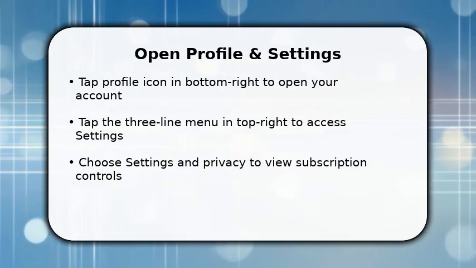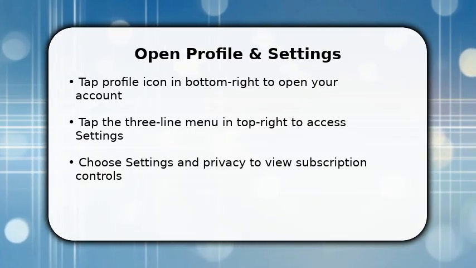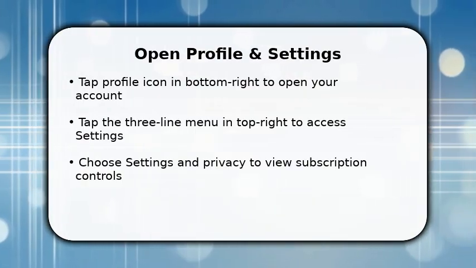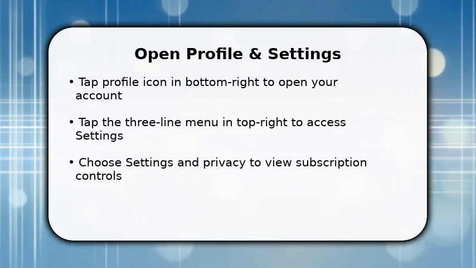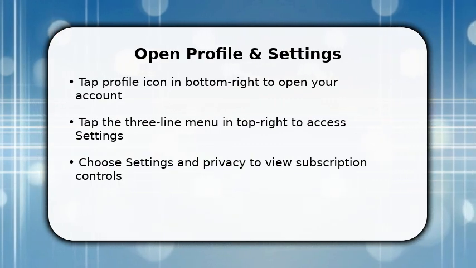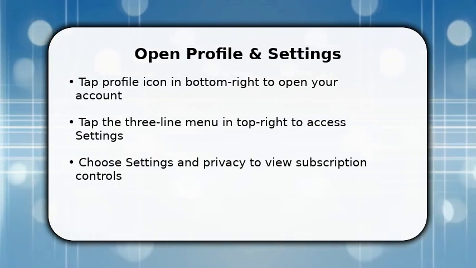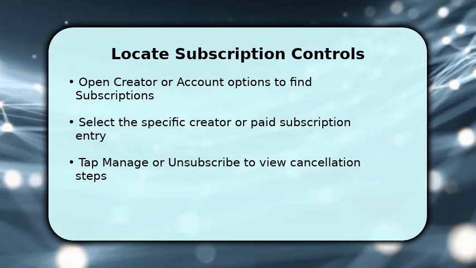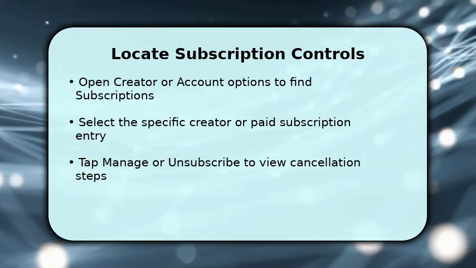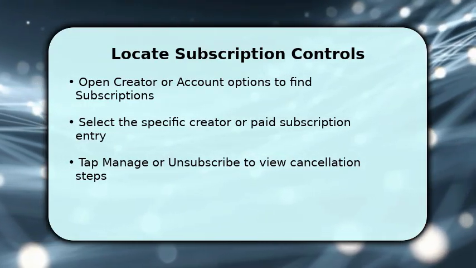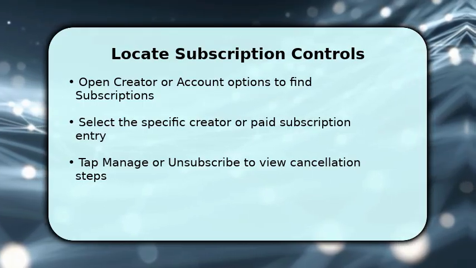You'll see multiple sections. Focus on account and creator options first, since subscription and follower settings are grouped there. This avoids digging through unrelated menus and gets you to the unsubscribe actions. Once in settings, go to Creator Tools or Account depending on your app version. This is where subscriptions and paid features appear.